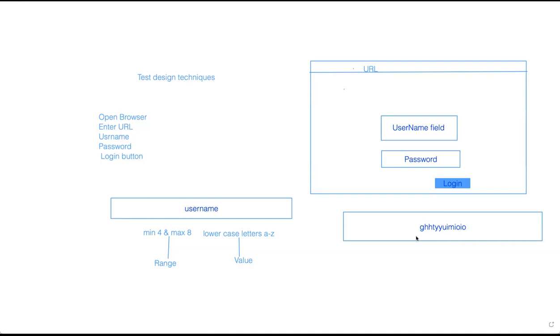What happens if the range is a minimum of 10 and the maximum is 100? Can we test all the possible scenarios? We can test, but it takes a lot of time, because we need to test below 10 and beyond 10. We need to test 10 to 100, and also we need to test beyond 100.